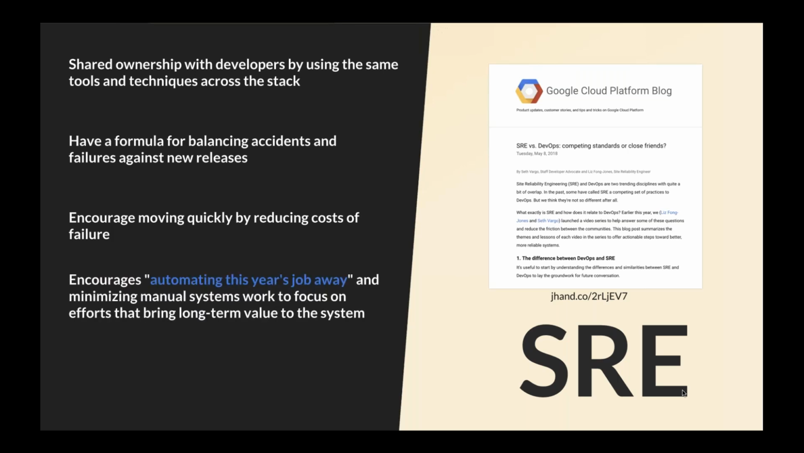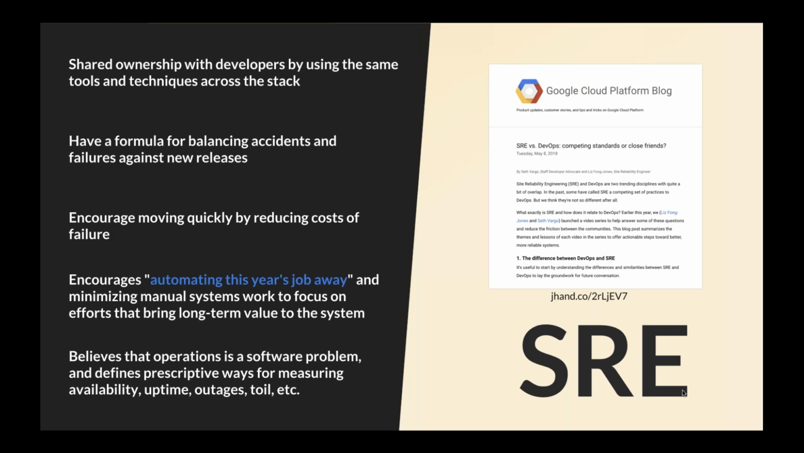And then encouraging automating this year's job away, that speaks to the automation part of DevOps. Once we figure out what we do today and have identified the steps in a very logical order, we can then script that. And once we've safely scripted a lot of the work that is very monotonous, we need to allow those automation tools to take over, and then let us work on the new problems and the new challenges. And then last here, they believe that operations is a software problem.